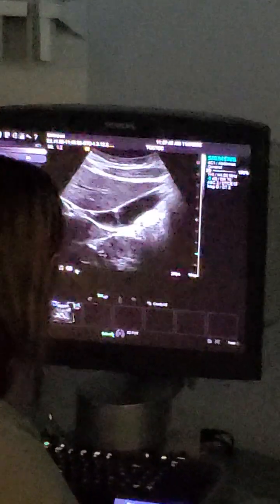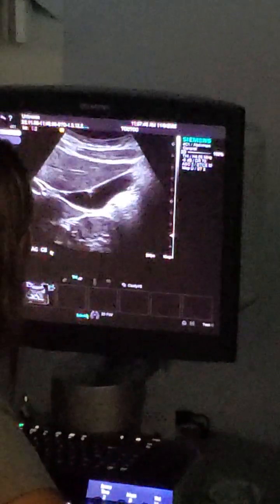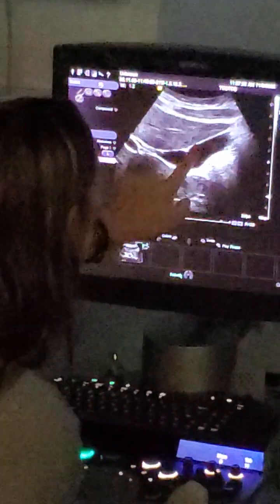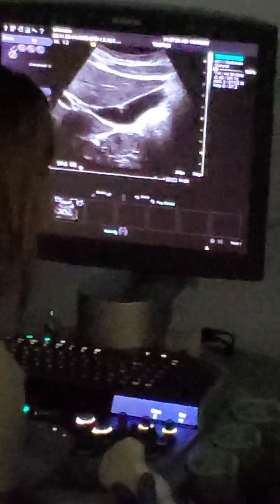Good. Let's get a nice clean wall going. Anterior wall. You got it. So now we're seeing less of that kink, less of the fundus, but we've got a nice clean wall to measure. So we're going to take our calipers. You want to measure the anterior wall.